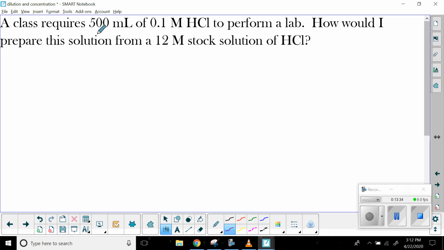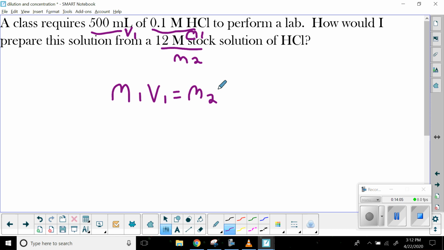A class requires 500 milliliters, there's a volume, of 0.10 mole per liter HCl, there's a concentration, or a molarity, they're the same. How would I prepare this from a 12 molar stock solution of HCl? That'll be M1, this will be V1. So here comes my equation. M1 V1 equals M2 V2.